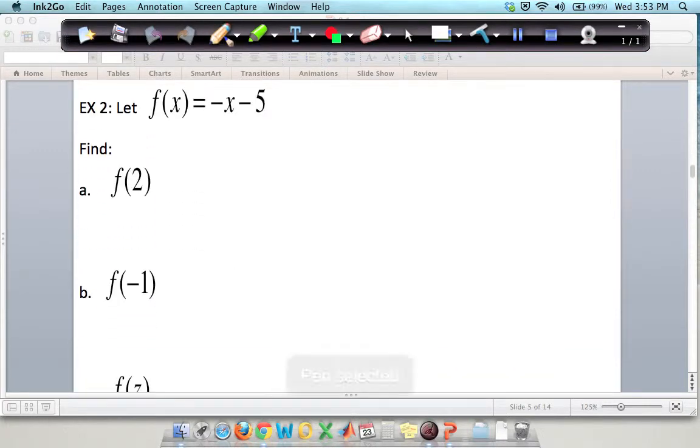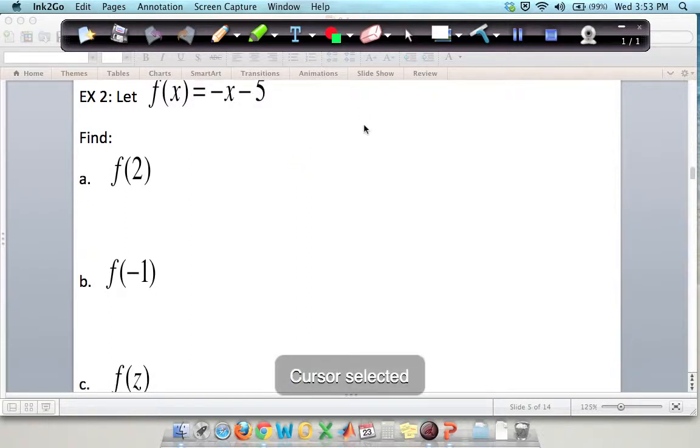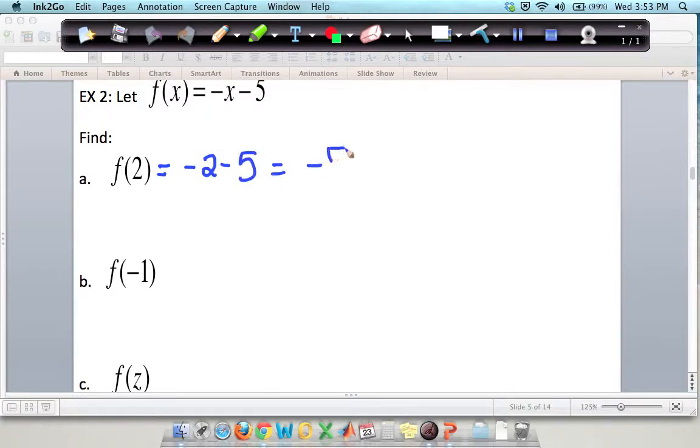Okay, so let's practice just simplifying. If we have f of x equals negative x minus 5, find f of 2. So what f of 2 means, it's just meaning plug in 2 for x. So I would write a negative, and then instead of an x, I'm going to plug in 2. So it's going to be negative 2 minus 5, and then just simplify that. That's negative 7.